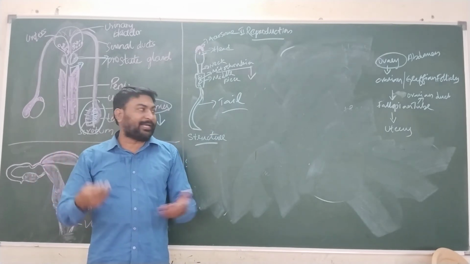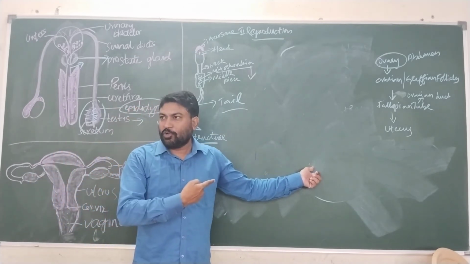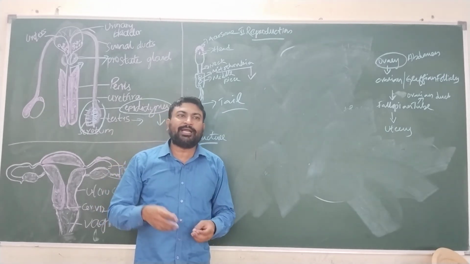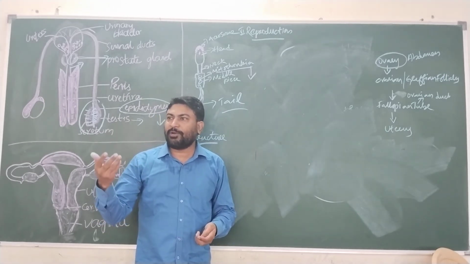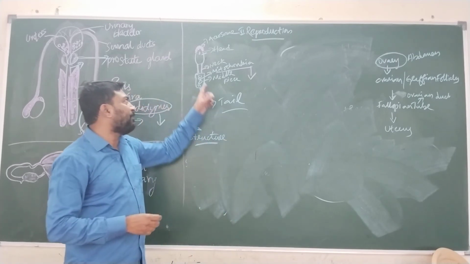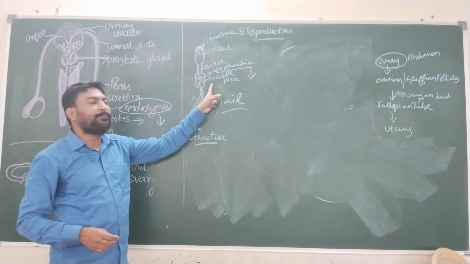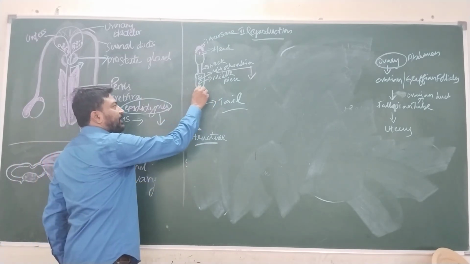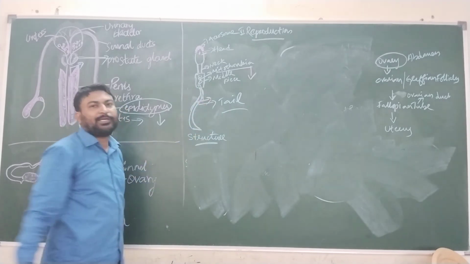At the same time, when it is taking nutrients from the corpus gland fluid, it has to perform the respiration process. Then it has to release energy. That part is done by the mitochondria, which are present in the middle piece. The tail helps in swimming.